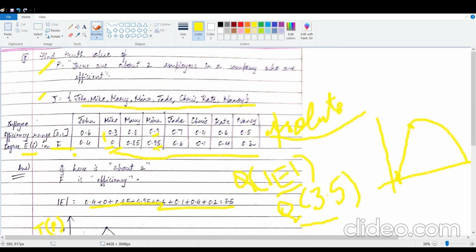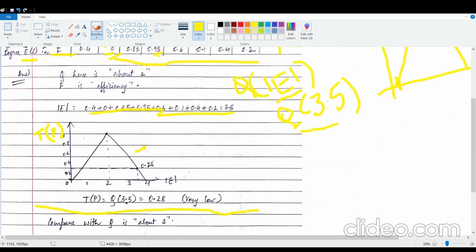Q is my quantifier. It says about 2 employees, so my graph should be peaking at 2. That is, at 2 it should give me a value of 1, and in all other places it should have a lesser value. I could pick multiple membership functions. The first one that comes to my mind is a triangular membership function, and that is the reason I've drawn a triangular membership function for Q.